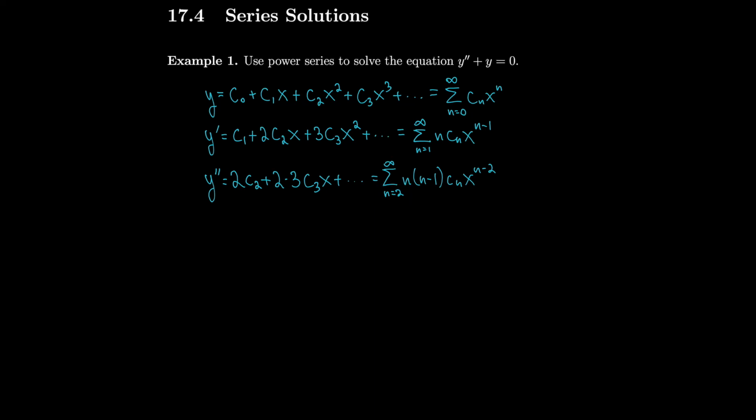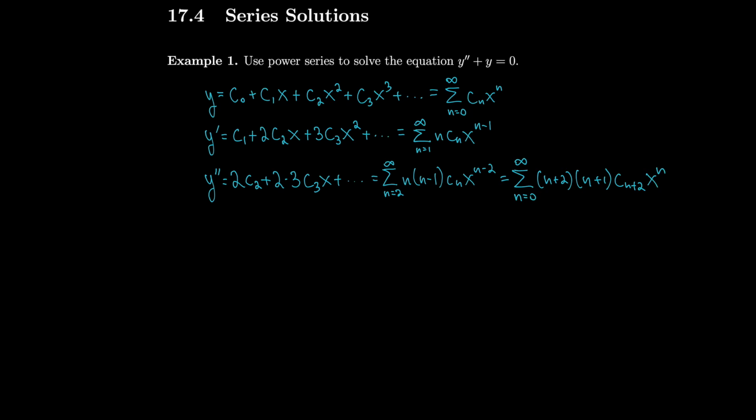So how about we make a substitution? We'll replace n with n plus 2, and that way we can start at 0. So substituting in n plus 2 for n, our limit changes from n equals 2 to n equals 0. n gets replaced with n plus 2, n minus 1 gets replaced with n plus 1, and then cn becomes cn plus 2, and x to the n minus 2 becomes x to the n.